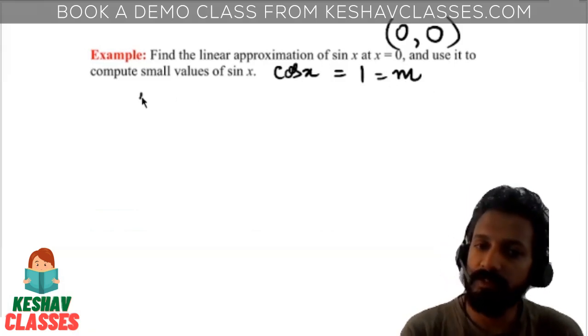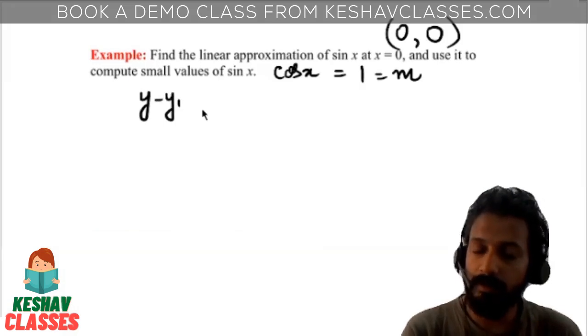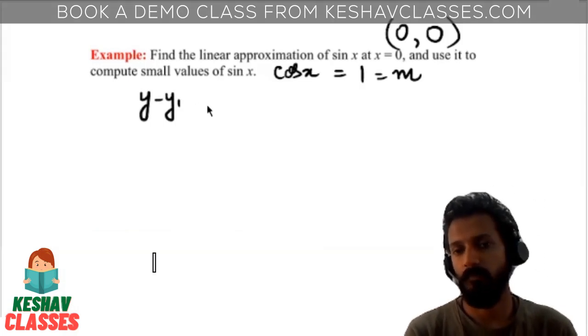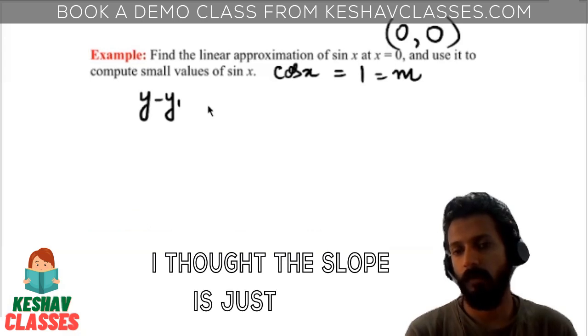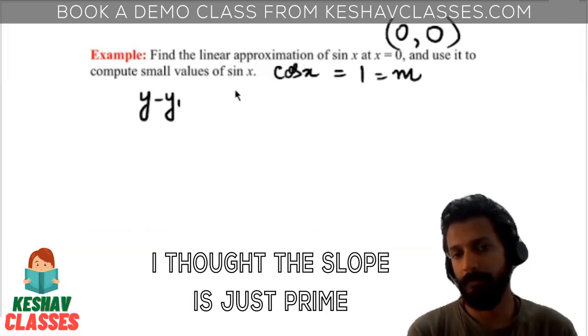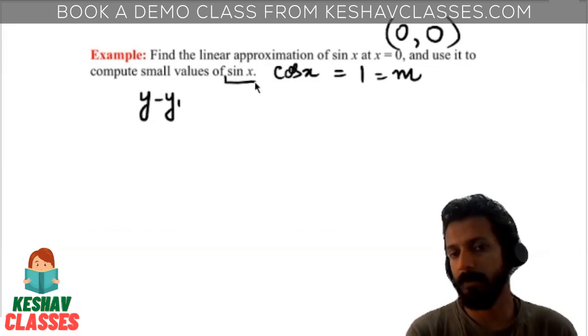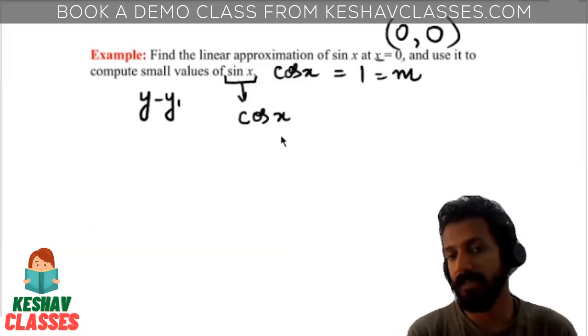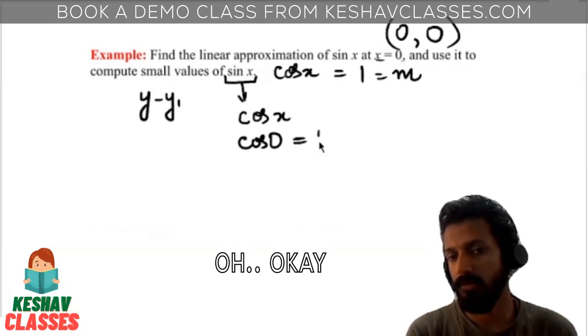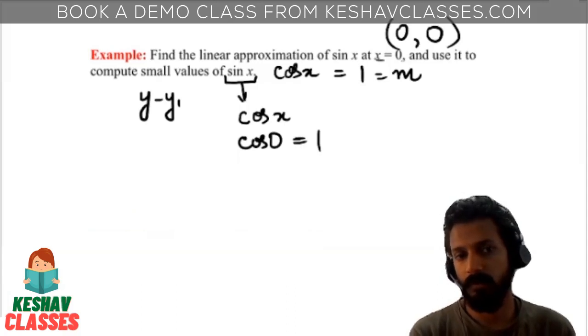So the equation of the tangent line will be... Wait, why did you plug in? I thought the slope is just the prime of the function. Yeah, slope is the prime of the function. So the prime of sin x is cos x, but you would have to plug in x equal to 0, right? Oh, okay. So cos of 0 is 1. Okay, good.